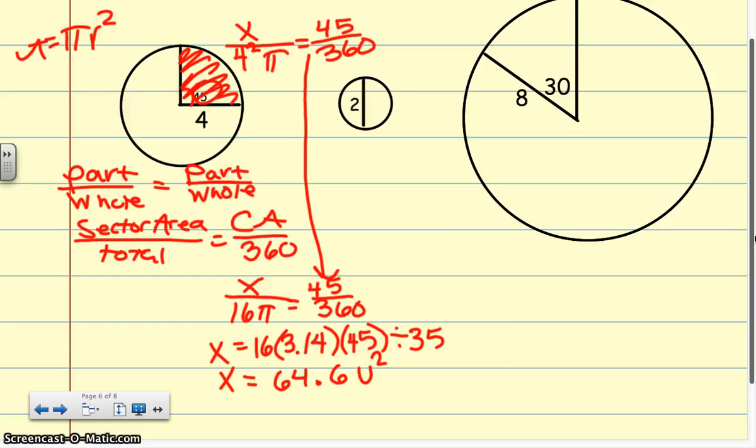The next example, take a look. Try to identify what is your central angle, what is your radius.